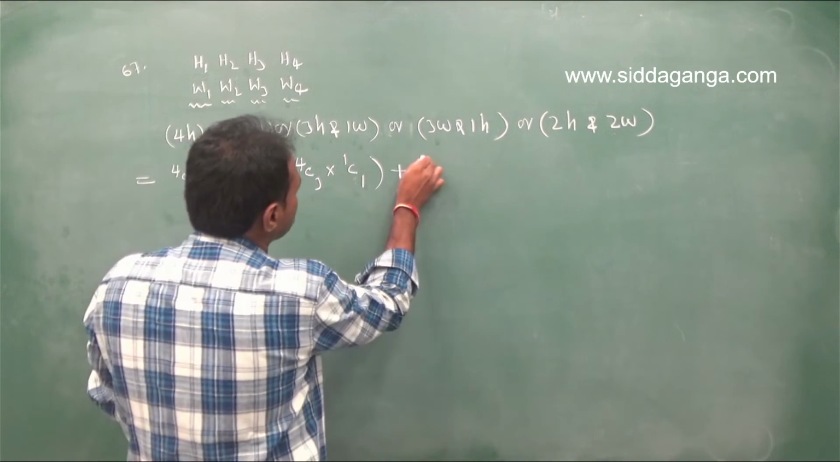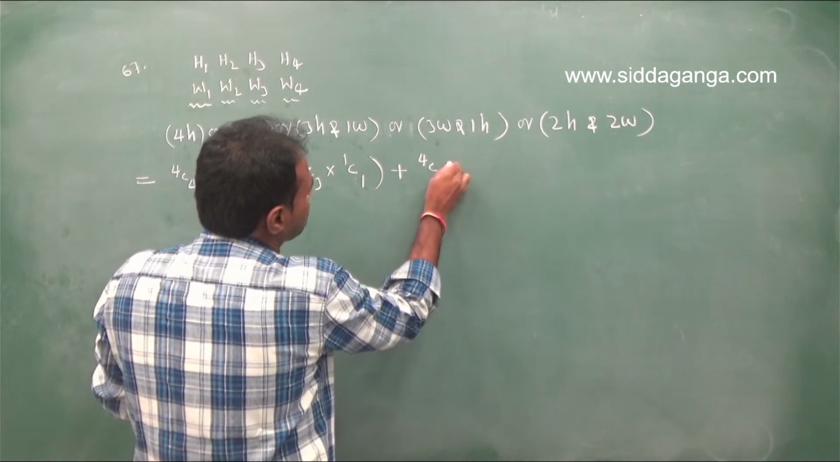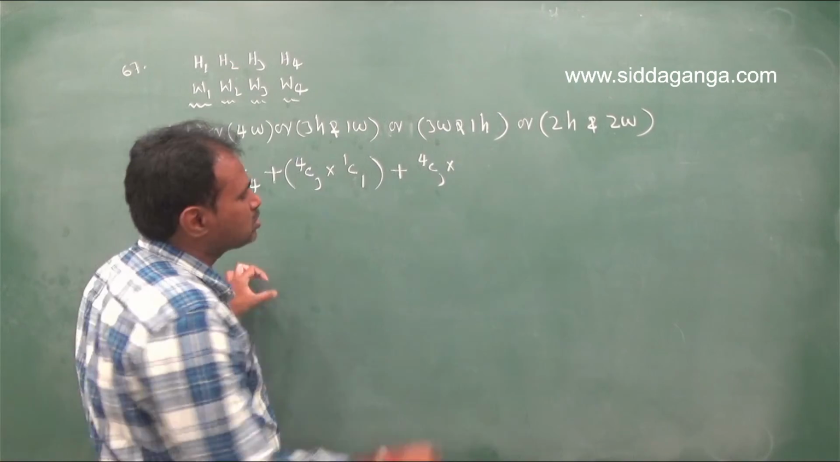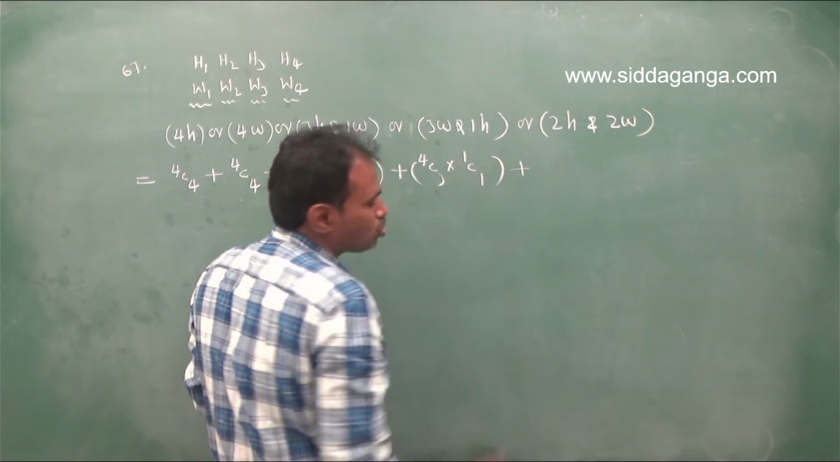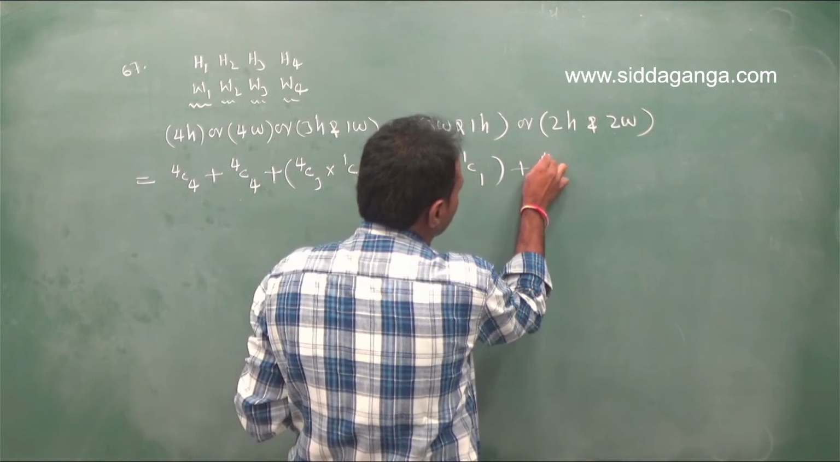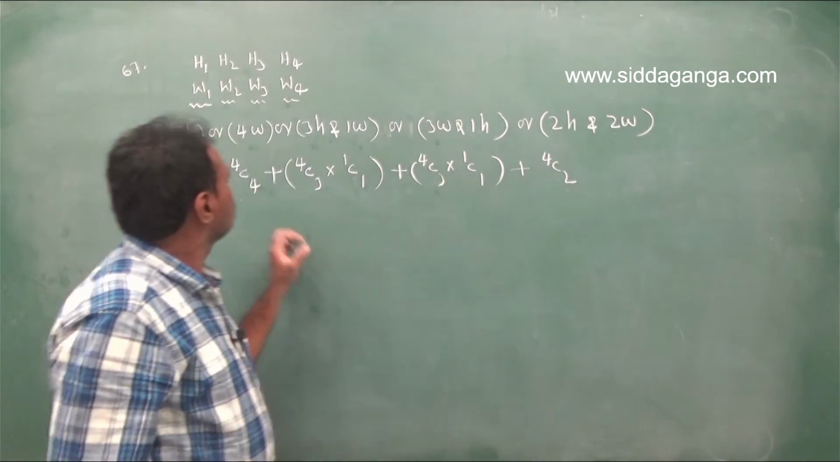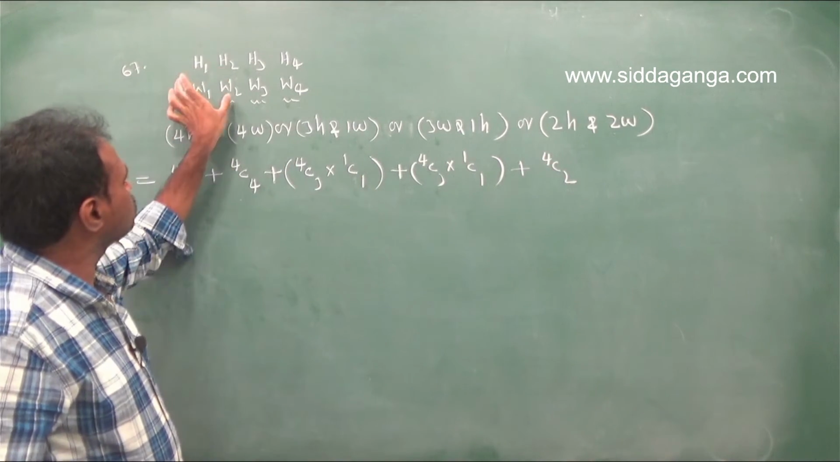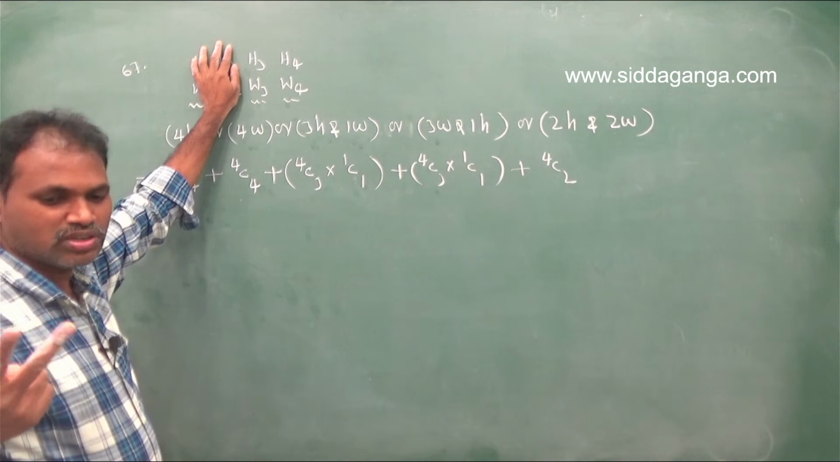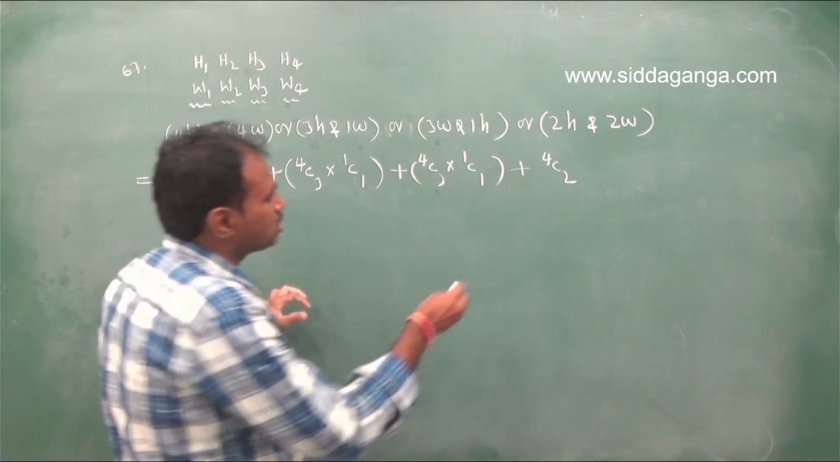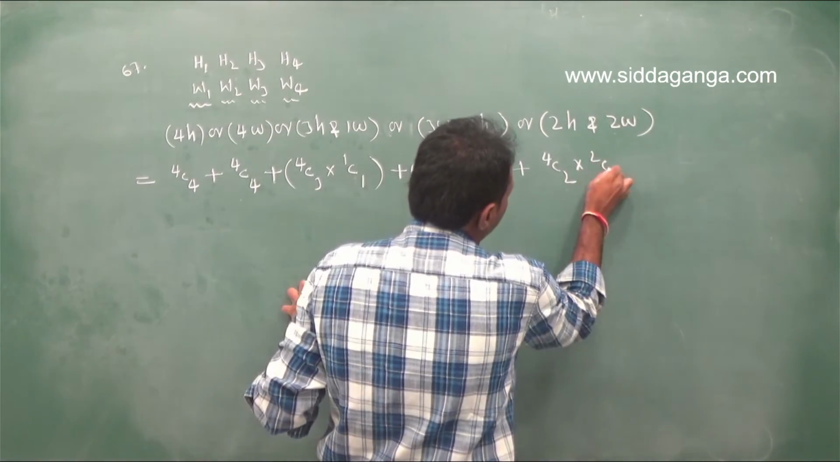Plus next, three wives. Total four wives are there, 4C3 into one husband, that is 1C1. Next, plus two husbands, that is 4C2. Two husbands we selected means their wives should not be selected. Therefore, the remaining two wives we have to take. Two wives only are available, therefore into 2C2.